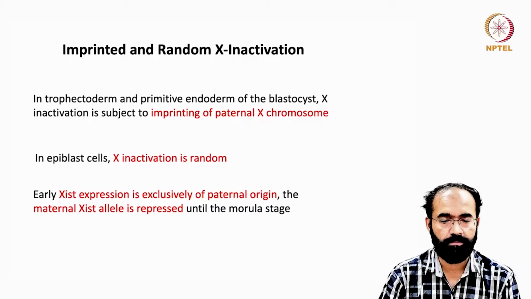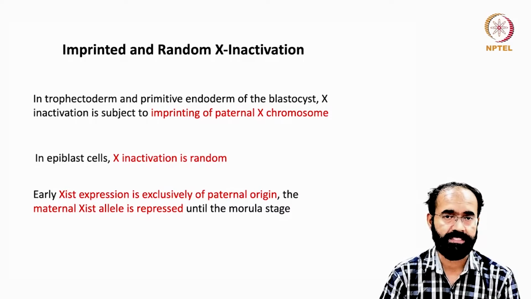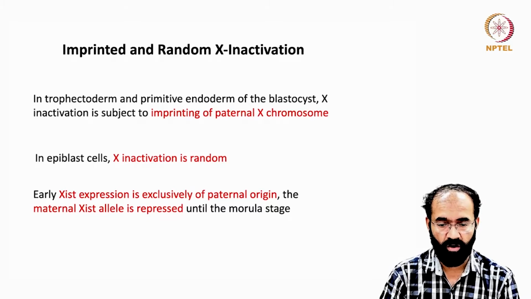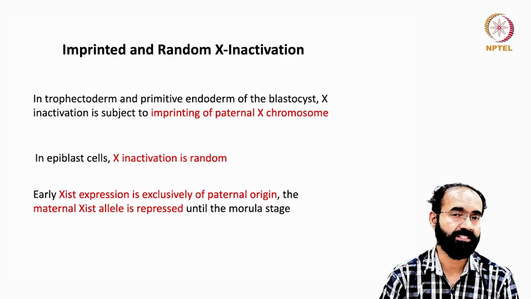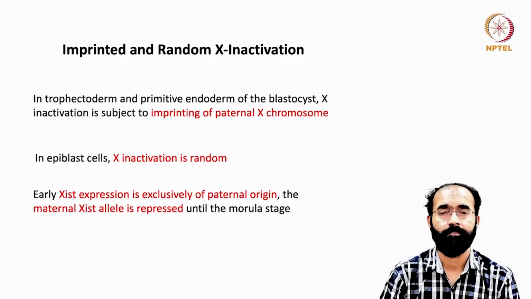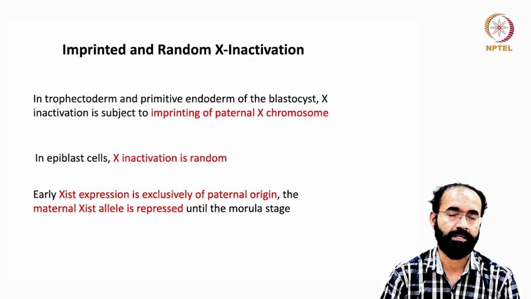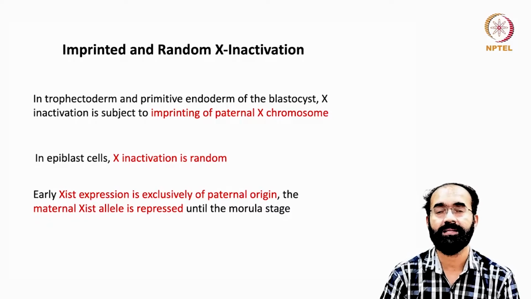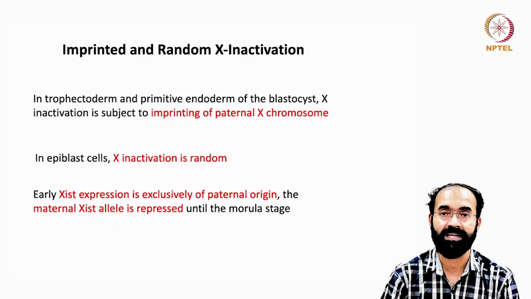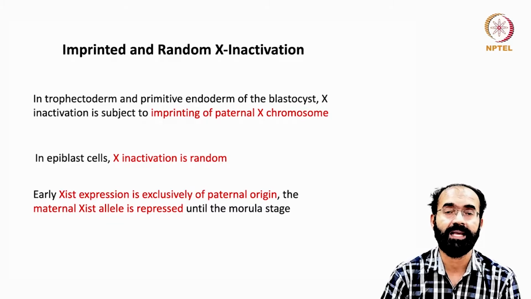In trophectoderm and primitive endoderm, this is embryonic terminology of the blastocyst, X inactivation is subject to imprinting of the paternal X chromosome. This is what is called imprinting, meaning there is no equality given to the maternal copy and the paternal copy, or here it is biased to inactivate the paternal copy, or father's copy, until this stage. So that is why we call it imprinting. It is being assigned to do so.